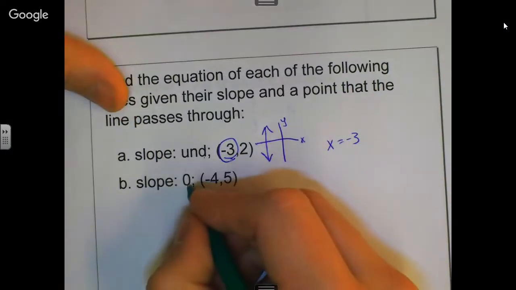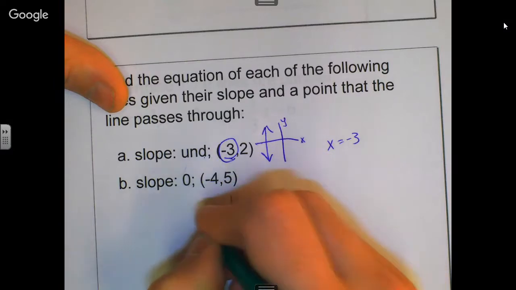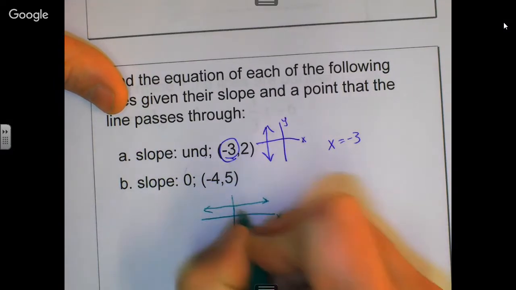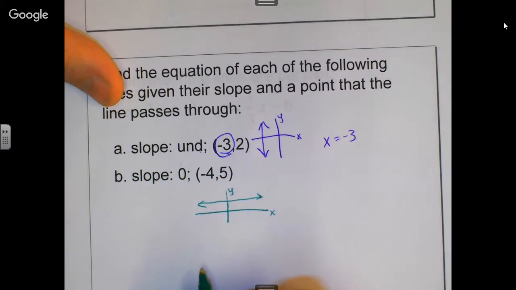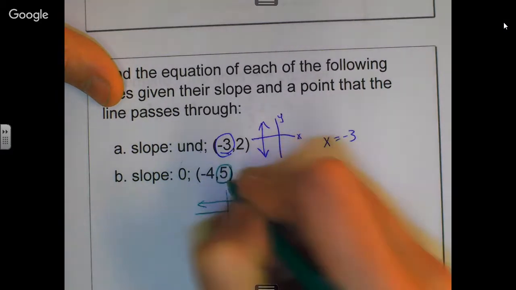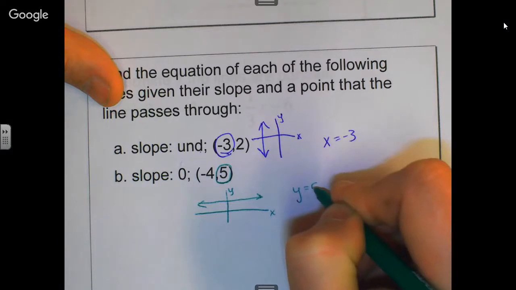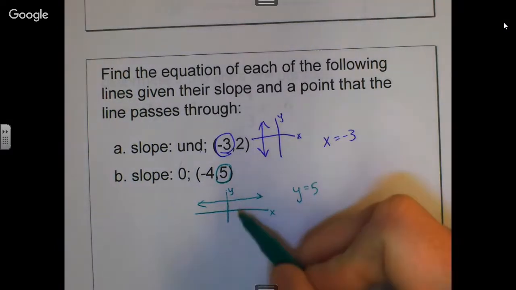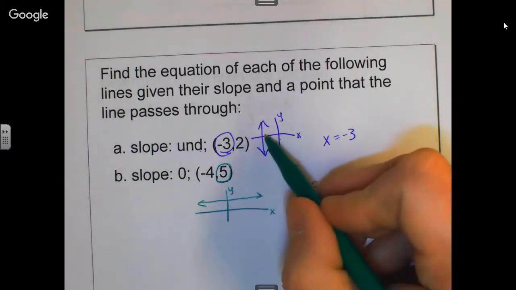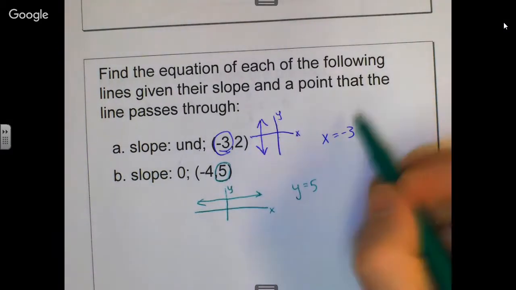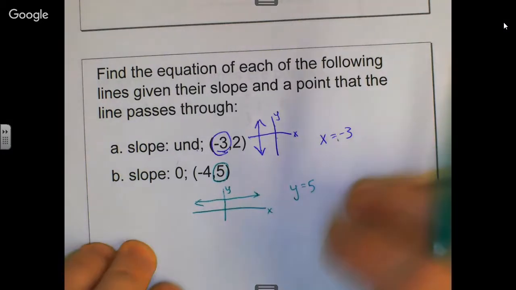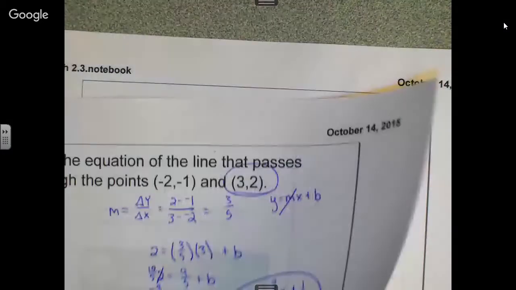If we have a slope of 0, we said that that was a horizontal line, and the horizontal line has to cross the y-axis. Well, where is it going to cross? It's going to cross wherever this ordered pair is on the y. So we have y equals 5. Note that this one did not cross the y-axis, so there's not a y in the equation. This one didn't cross the x-axis, so there's no x in your equation.